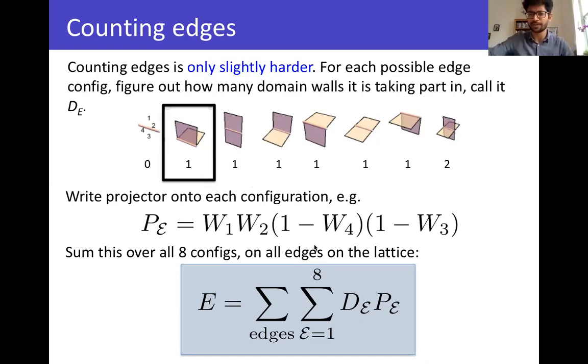Are there any questions about this? Because things will get a little bit hairier in 1 second. You can see I'm not doing anything very fancy. I'm just projecting onto each of these configurations and then counting it in the right way using the spin operators.